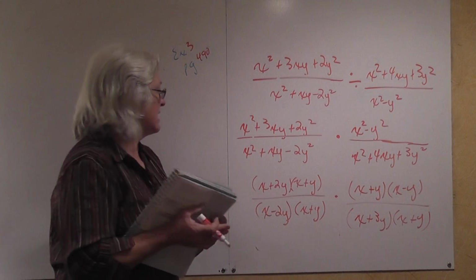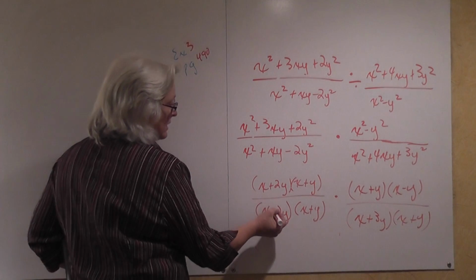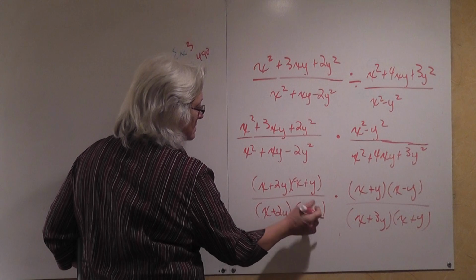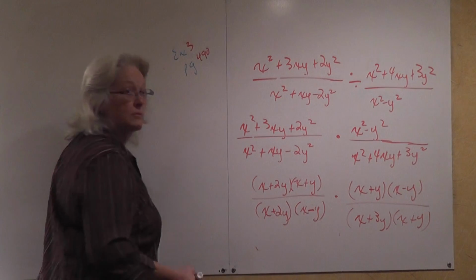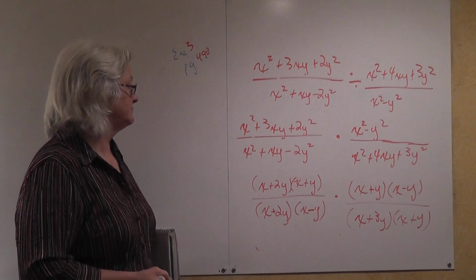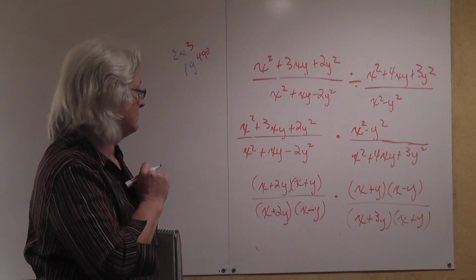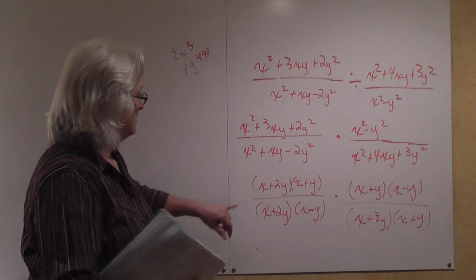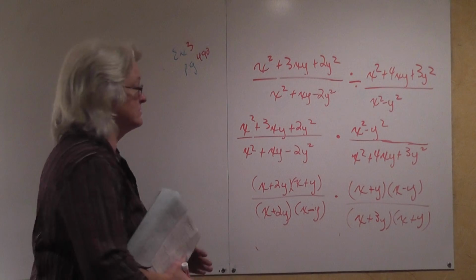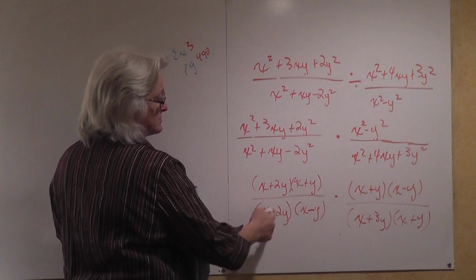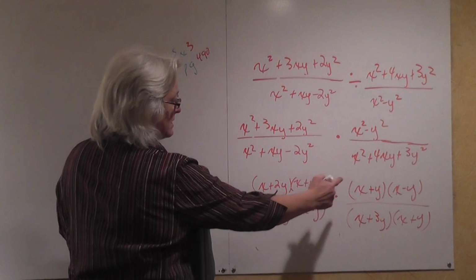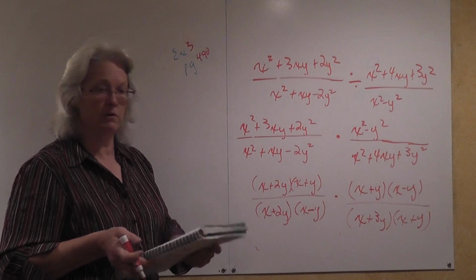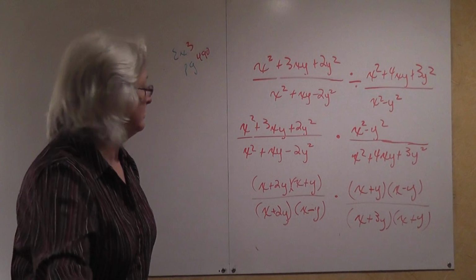So this should be x plus 2y times x minus y. Now, let's see what we end up with. We have x plus 2y cancels. X plus 2y cancels. We have x minus y, x plus y. We should have x plus y over x plus 3y, which is exactly what we did.